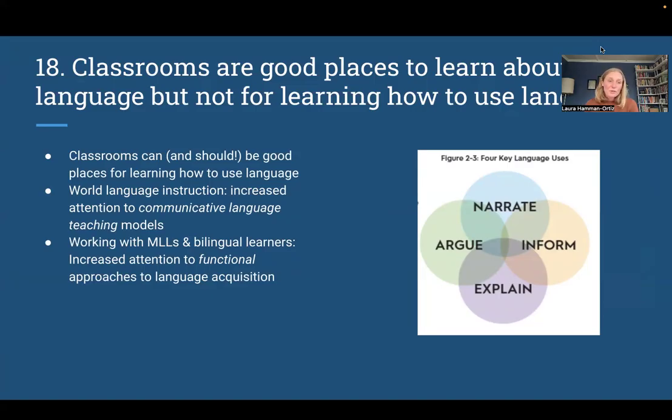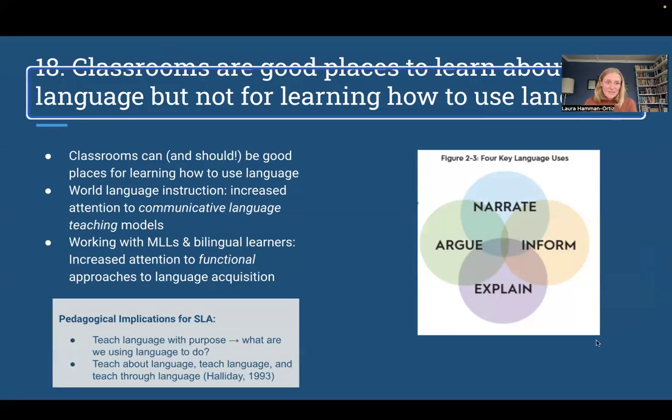And for those of you who work with multilingual learners or bilingual learners and are teaching language through content, or supporting a student who's learning English through content, it's important to think about the function of language, right? So a functional approach to language acquisition. And that's the approach that informs WIDA, and we talked about it when we discussed the WIDA standards. So thinking about using language to narrate, to inform, to explain, to argue, and what it means to do that, what it looks like to do that.